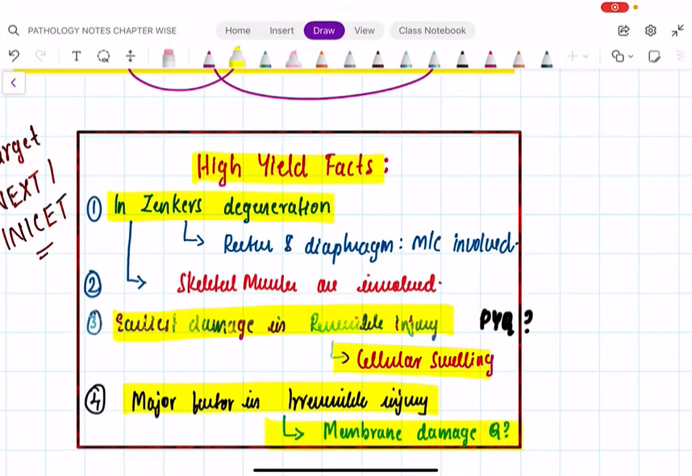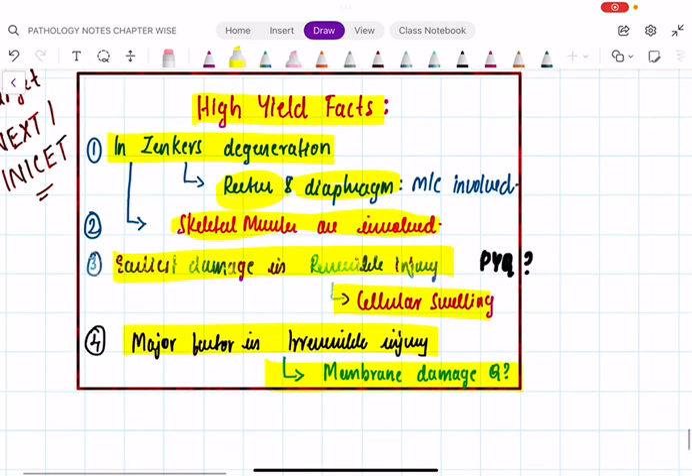I have told you Senker's degeneration, typhoid, skeletal muscle injury, all those are examples of coagulative necrosis. In Senker's degeneration, what are the muscles which are most commonly involved? The answer is rectus abdominis and diaphragm. Of course, in Senker's degeneration, the skeletal muscles are also involved. All these are examples of coagulative necrosis.